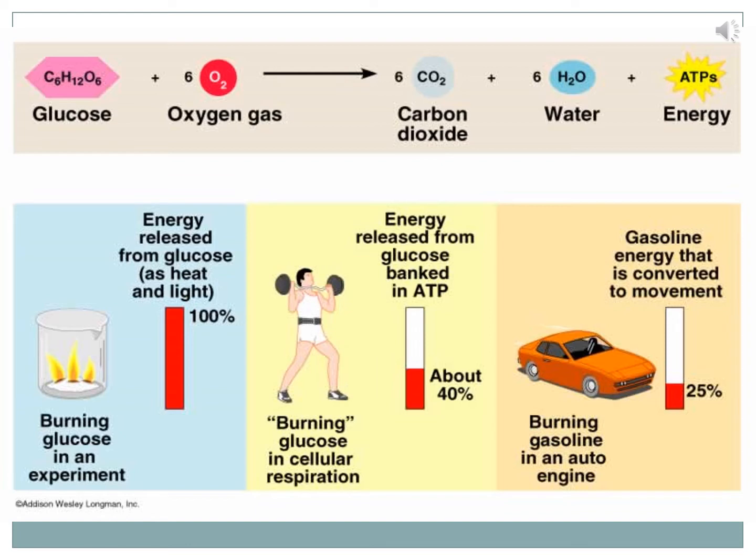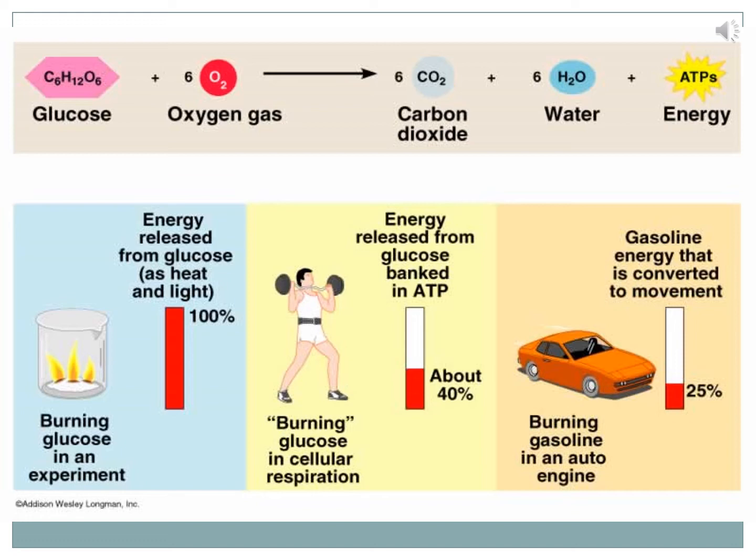Remember, we are trying to extract energy from glucose in a way that it can be harnessed and used to make ATP. The bottom of your screen shows the relative efficiency of burning glucose. In the first scenario, they literally have glucose burning in a beaker. The energy released from glucose in that situation, and the energy here is released as heat and light only, is 100%. 100% of the energy in glucose is released as heat and light.